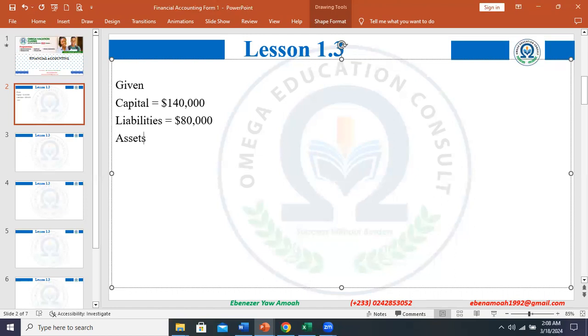So we are asked to find the assets. So this one you don't have to waste time. You just have to code the formula. Asset equals capital plus liabilities, and you put in the figures, which we have: $140,000 plus the $80,000, and you are going to get a beautiful figure, $220,000.